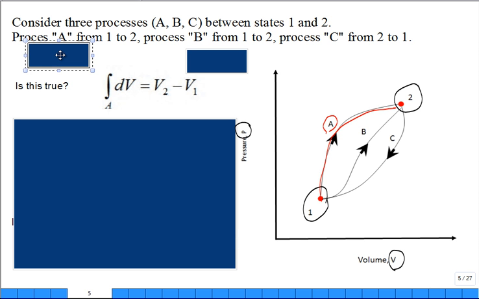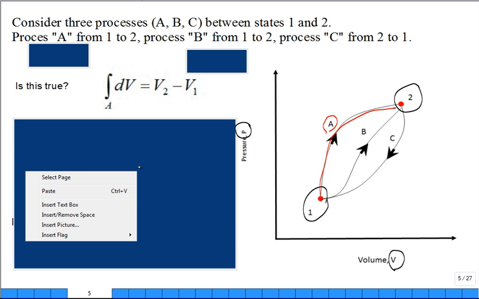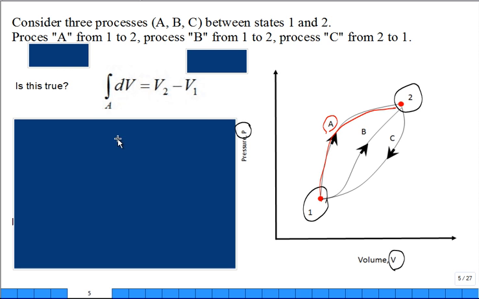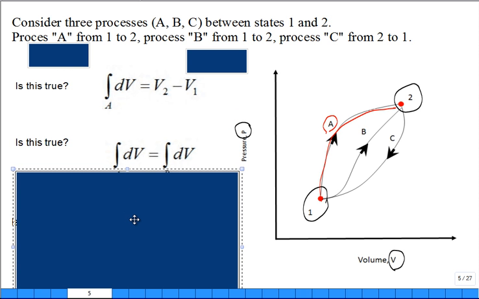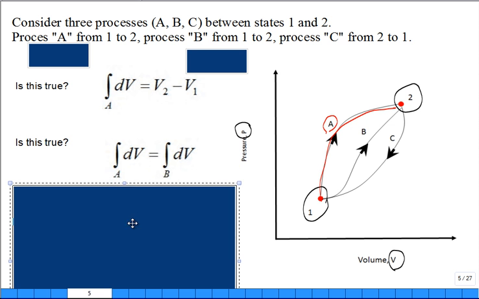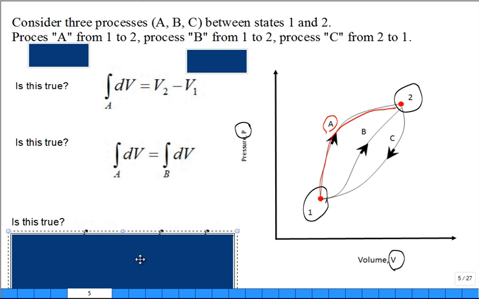It's almost too easy. So what about this: is the integral along path A of dV equal to the integral along path B of dV? True or not true? It's true. The path is irrelevant. I'm trying to restate what I stated before. Volume is a property.